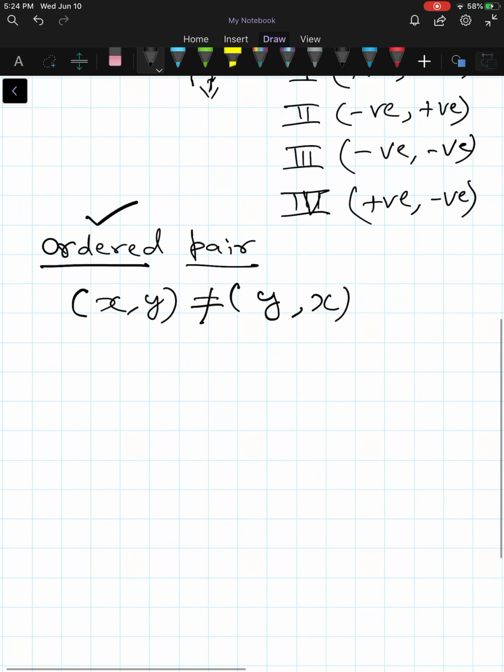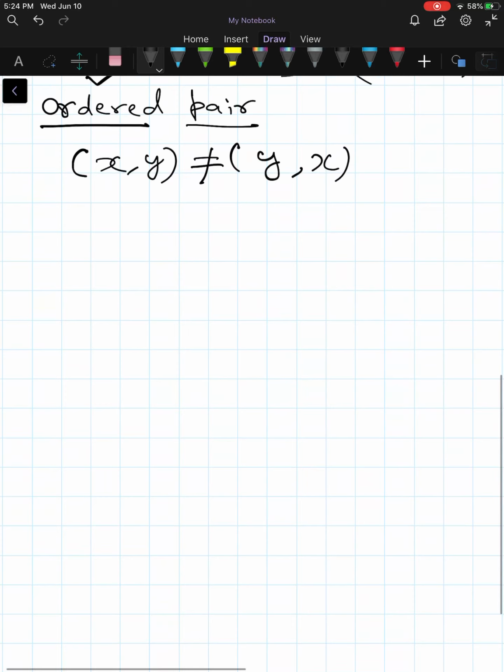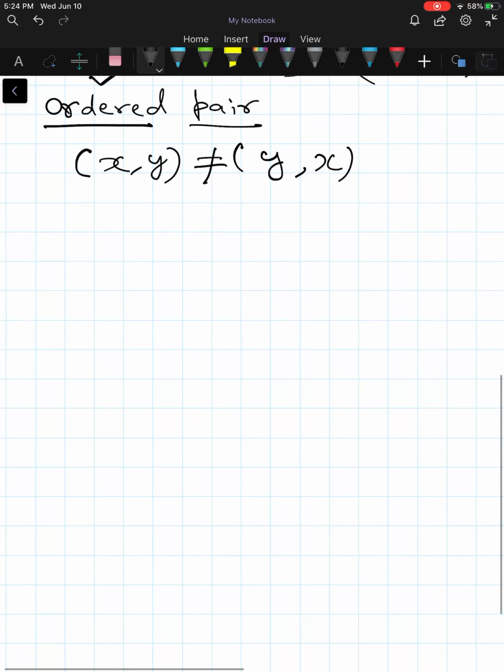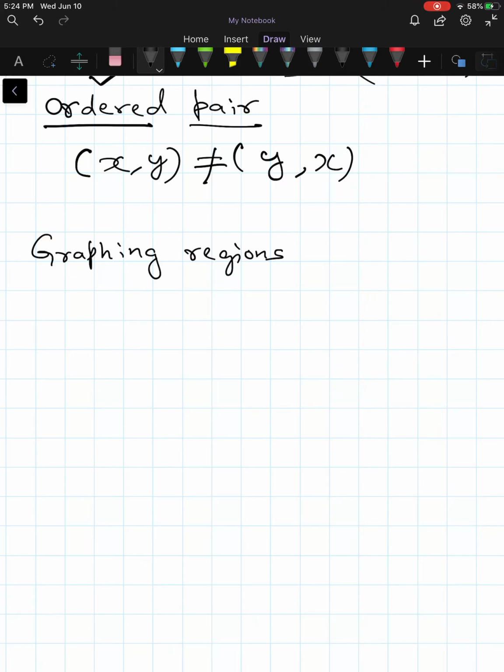So now let us learn how to graph regions in a coordinate plane. Suppose you are given a set of values that an ordered pair can take. How do you graph them as a region, or how do you graph a particular set? If you are given a domain, how do you graph it? So for example, let me write the title: Graphing Regions in the Coordinate Plane.